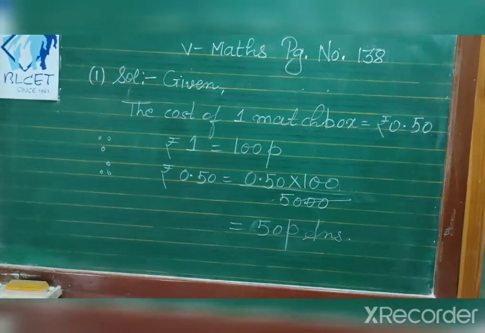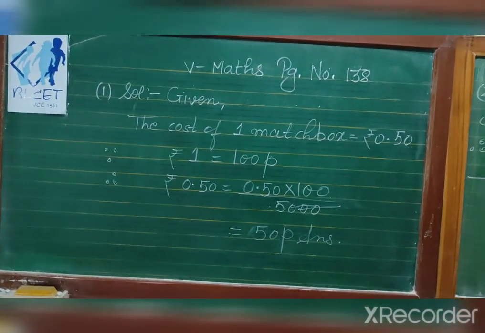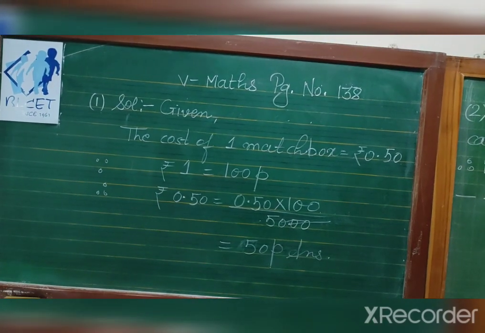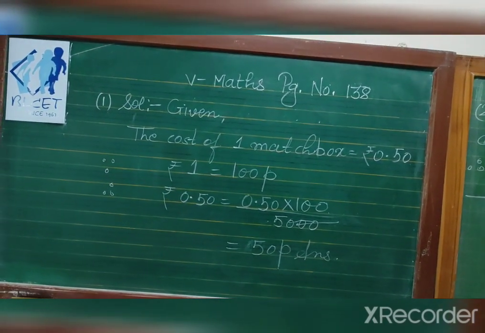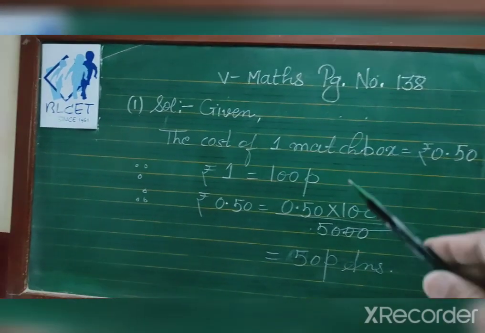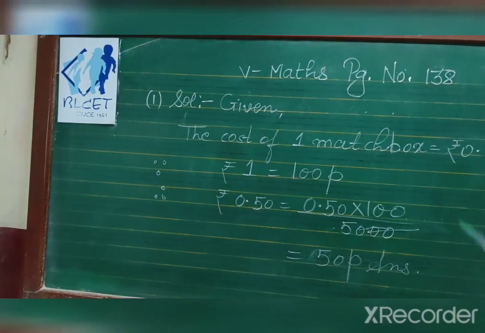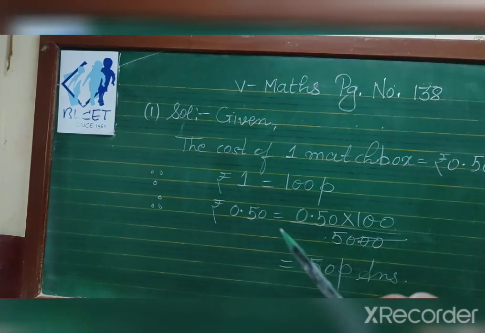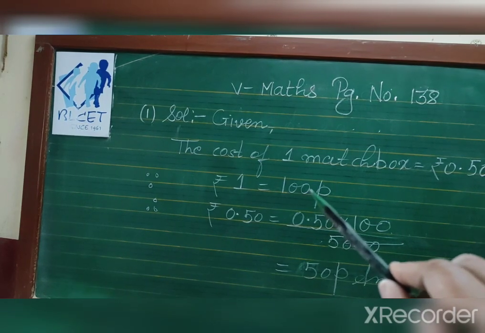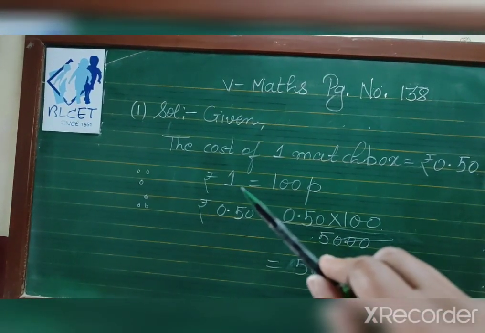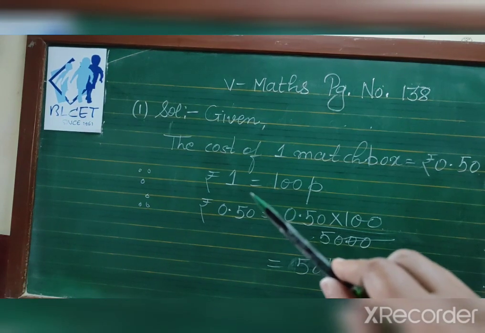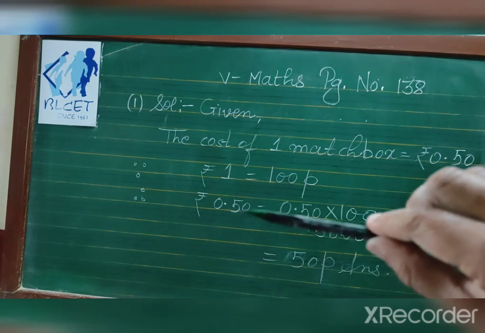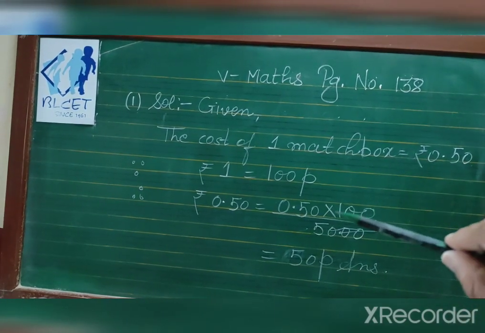The first question: we have to change this rupees into paise. The cost of a matchbox in paise. The cost of one matchbox is given as rupees 0.50, but we know that rupees 1 is 100 paise. You will write the complete spelling, PAISE. Therefore, rupees 0.50 is equal to 0.50 into 100 over 1. This number you will take in the numerator. In the denominator, 1 we can neglect. If only 1 is there, then we can neglect it. And rupees 0.50 multiplication.